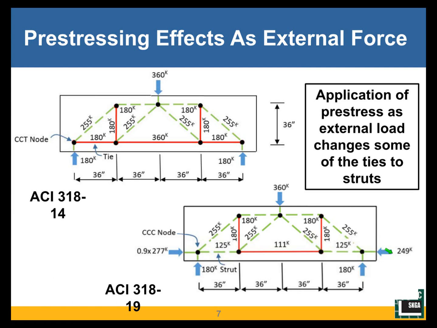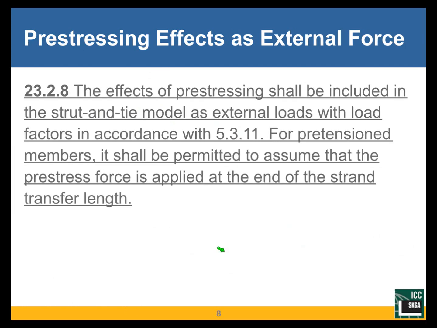Now, application of this external load may do something that is pretty important. In 318-14, this definitely was a tie member. In a truss, that is a tie, and that is the strut. Now, when we apply this prestressing force as an external force, this tie member changes to a strut. Now it is under compression. So that sort of thing can happen or is liable to happen.